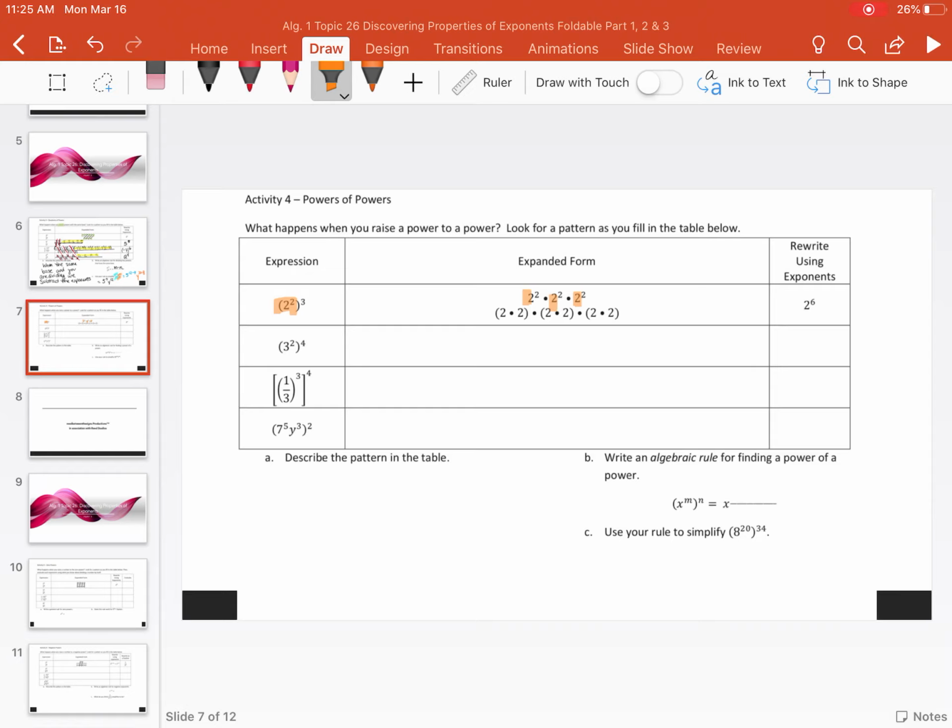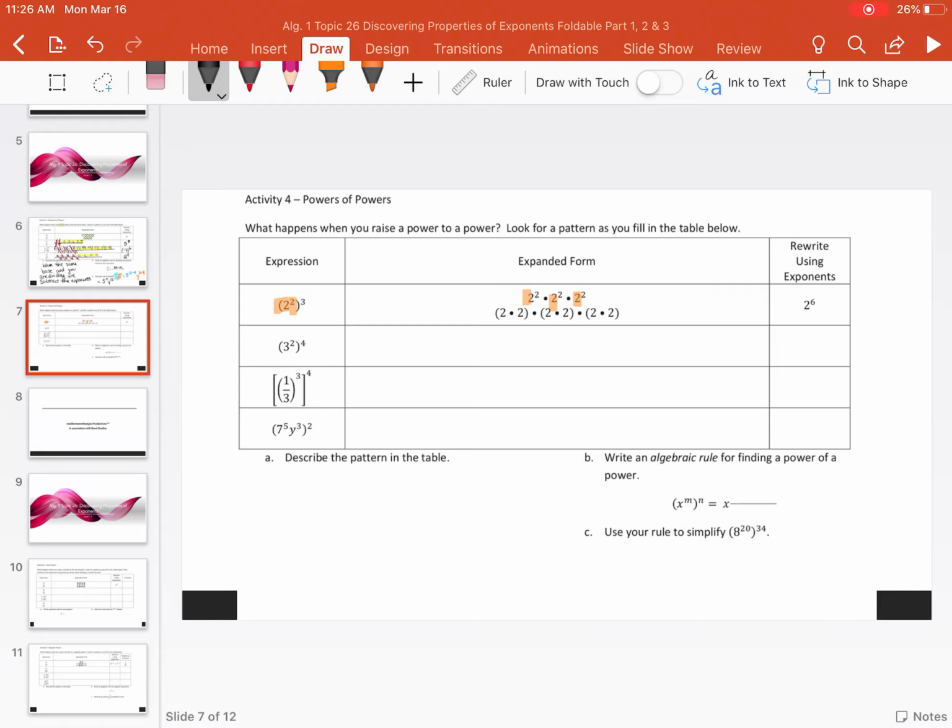If we multiply this out, we're expanding that 2 squared. Well, that's the same thing as 2 times 2. So we're going to write that quantity 3 different times: 2 times 2, times 2 times 2, times 2 times 2. Now, how many 2's do we count here? We count 6. 1, 2, 3, 4, 5, 6. Same thing as 2 to the 6th.